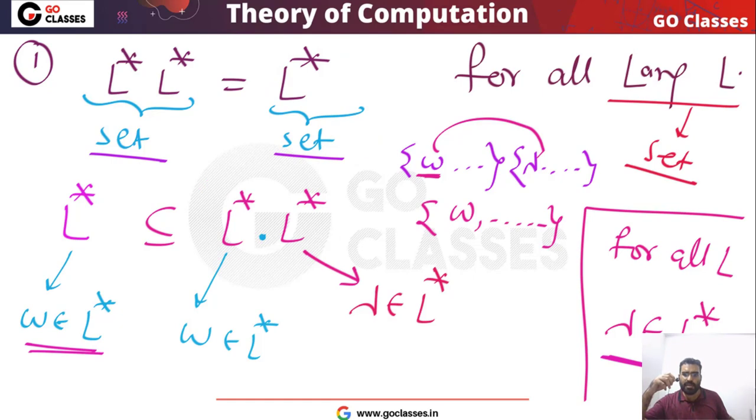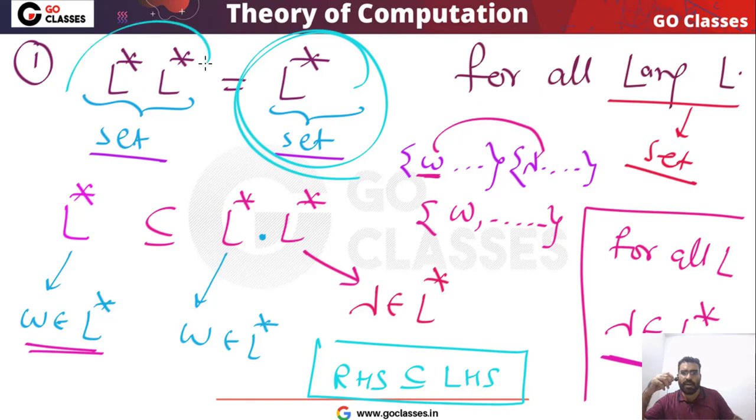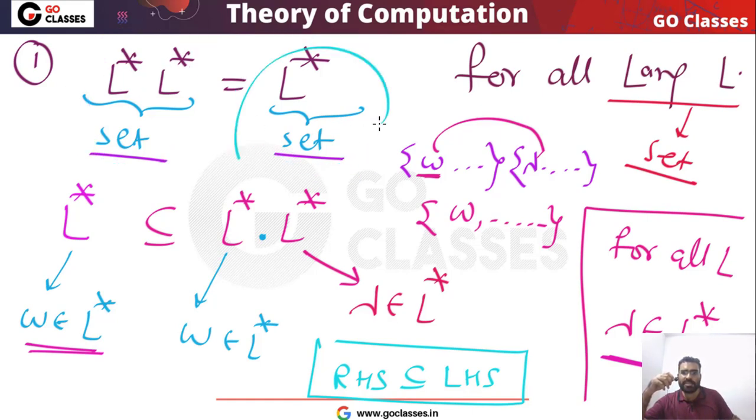So what we have done? We have proven that RHS is a subset of LHS. This L star is definitely a subset of L star L star, which means every string of L star is also a string of L star L star. This is what we have done.